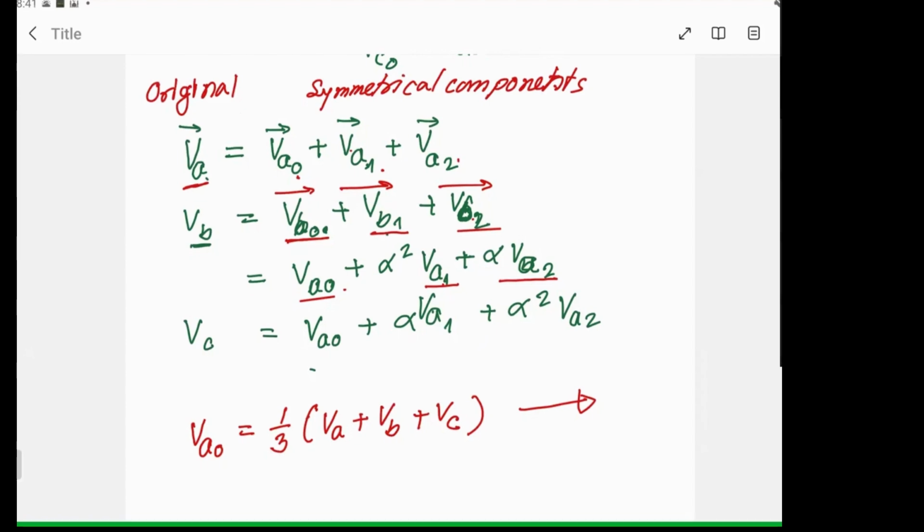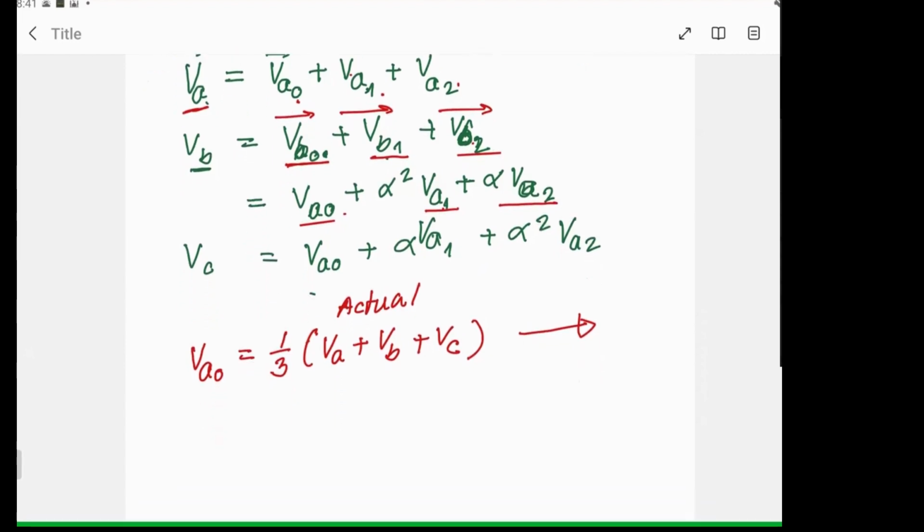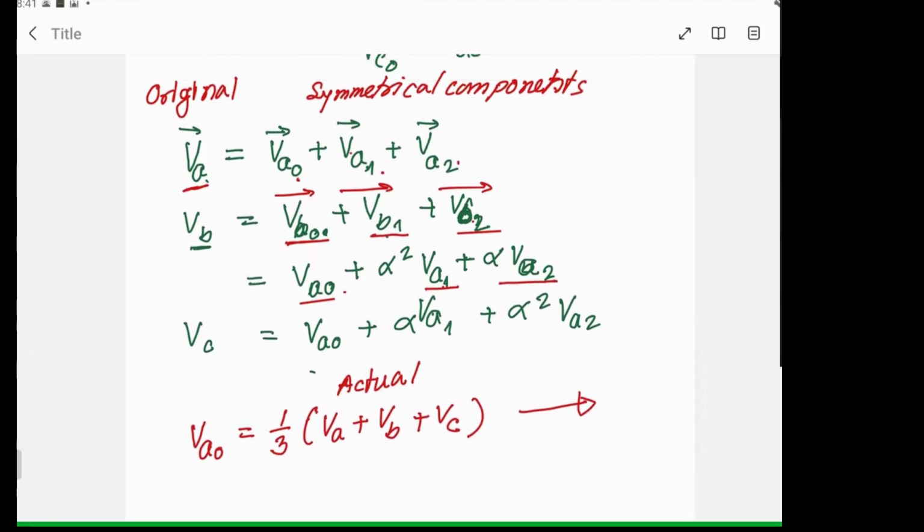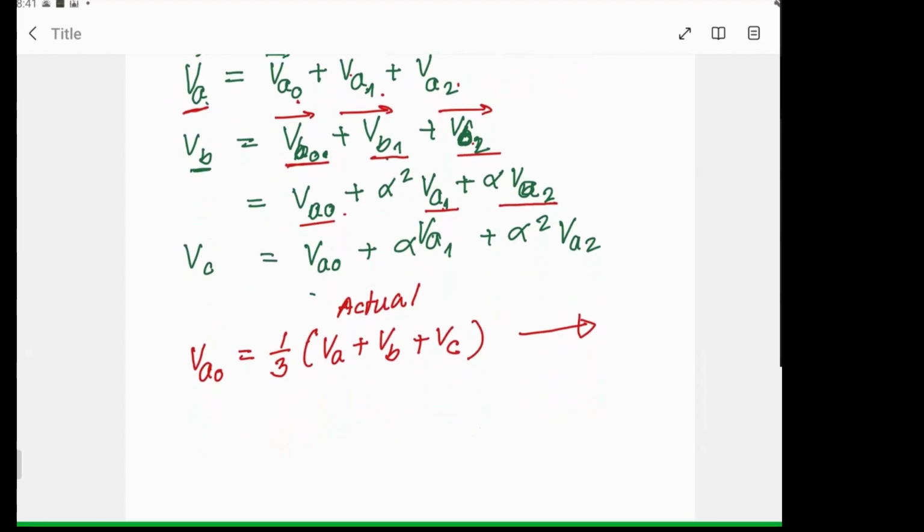Now, most of the time, for the faulty system, I will know these original or actual values. Then I need to find out the symmetrical components to analyze my circuit. From these three equations, we can do mathematical operations and find the relation, but I am not interested in deriving that.